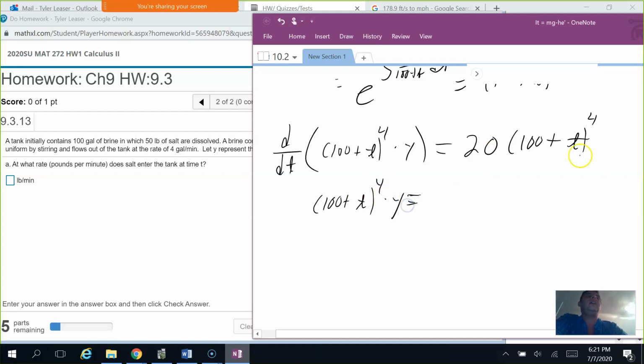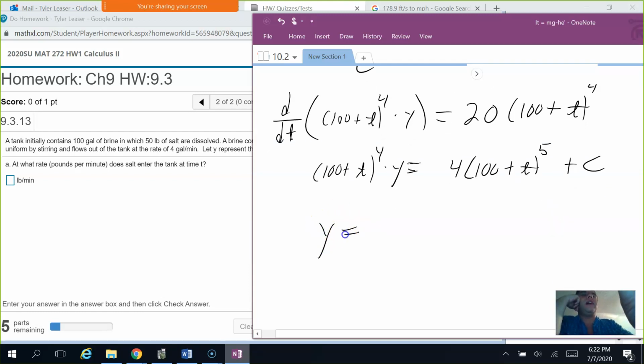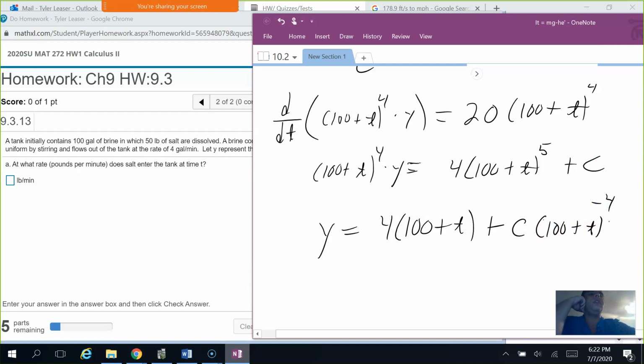Integrating the right-hand side, again, you could do a u substitution to get this, but maybe you can just kind of eyeball it. That 4 would raise up to 5, and then we would divide by that 5. Don't forget to add your plus c for that antiderivative. All right, last step to get the y by itself would be dividing by this integrating factor. When you divide it over here, you're just going to end up with a single 100 plus t multiplied on the 4. But the constant, on the other hand, is going to end up having that 100 plus t to the negative fourth. You could have put it in the denominator if you really wanted to.